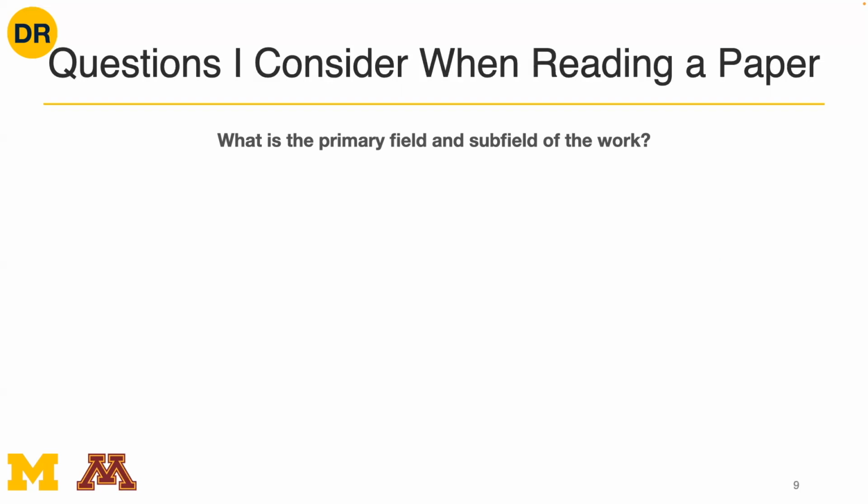And usually I would say you can get a good sense of what the primary field and subfield is from the title and the abstract. Usually you don't have to read further or look further for that knowledge.